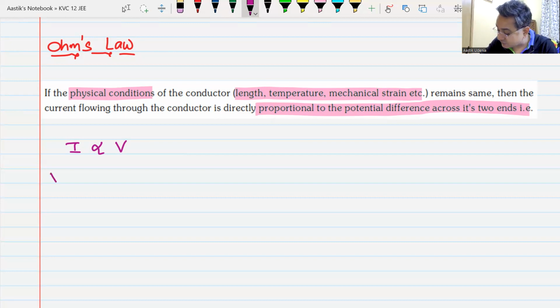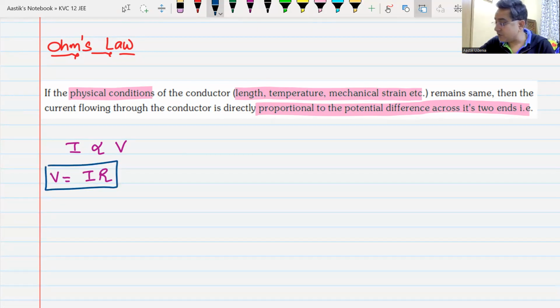Everyone understands this, yes or no? Then I can write this equation in this form. V is equal to IR. This is the most popular form of this equation. V is equal to IR, where R is a constant, which is known as the resistance of the conductor.